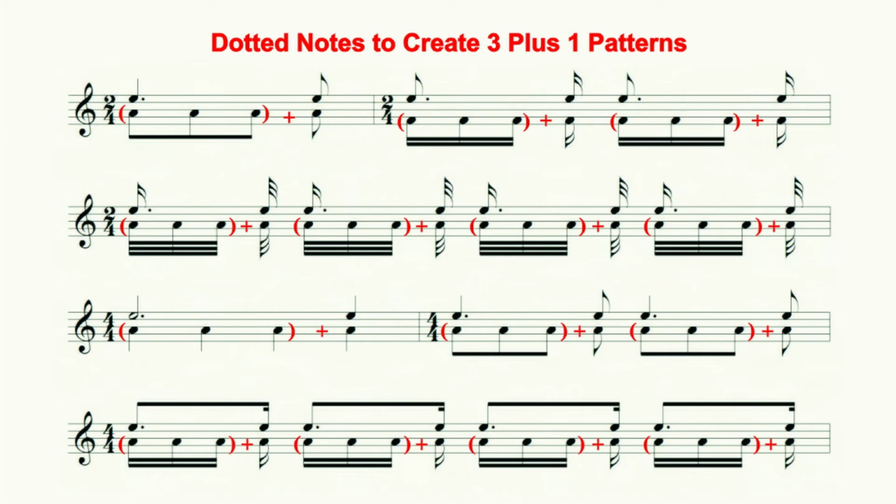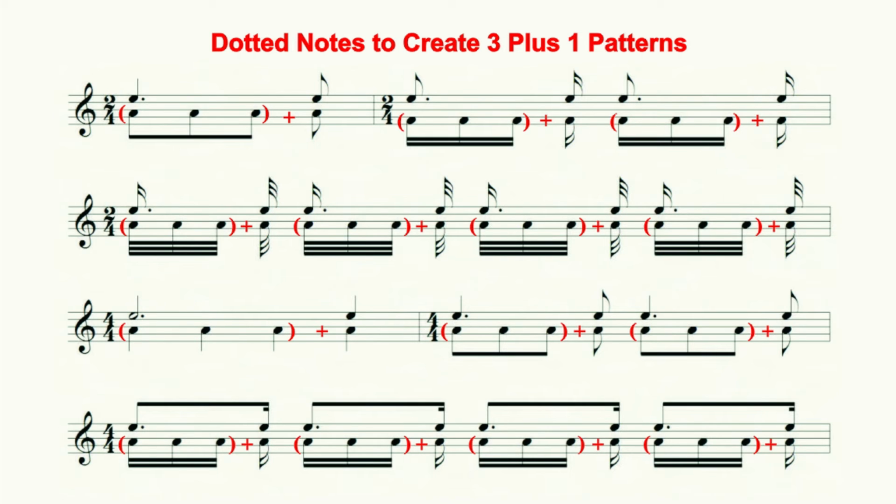For example, in the illustration, our top staff gives us a time signature of 2/4, which tells us that there are 2 beats in each measure, and that each of those beats has a value of a quarter note. We know then that any division of the beat, when individual note values are added together, must equal the value of a quarter note. Take a look at the first 3 plus 1 pattern in the top staff of our illustration. It consists of a dotted quarter note followed by a single eighth note.